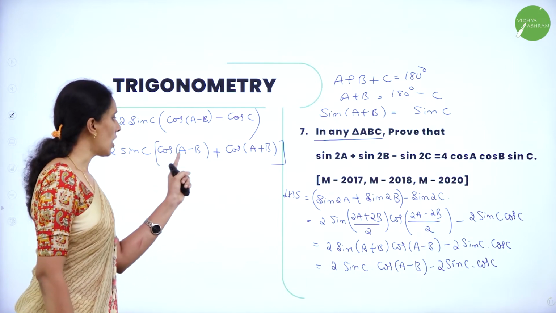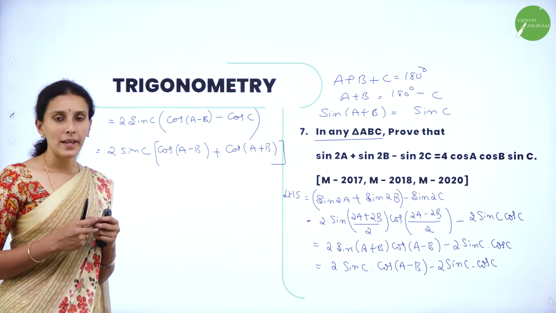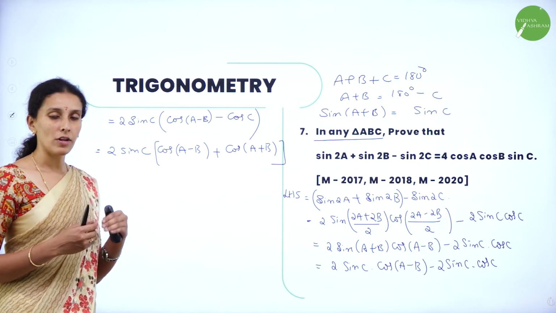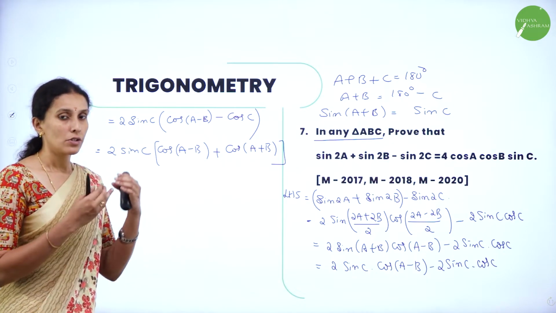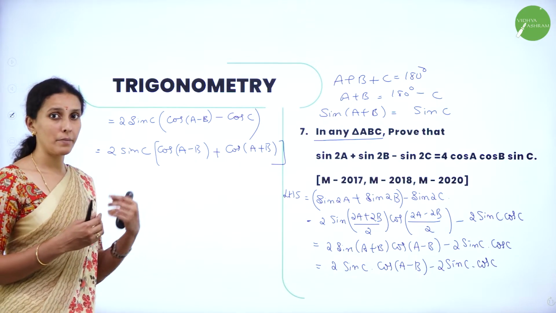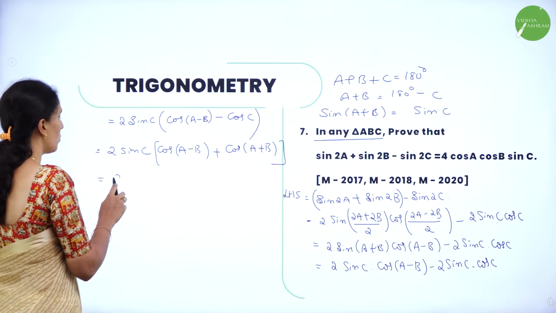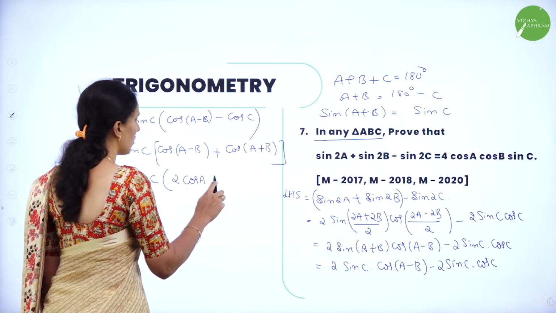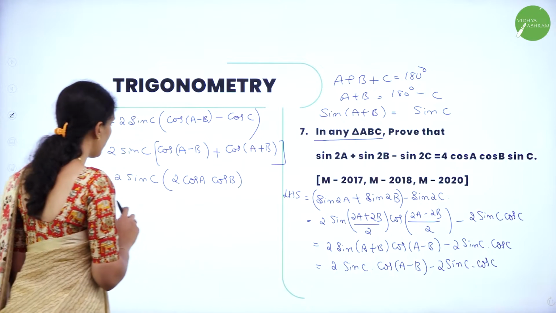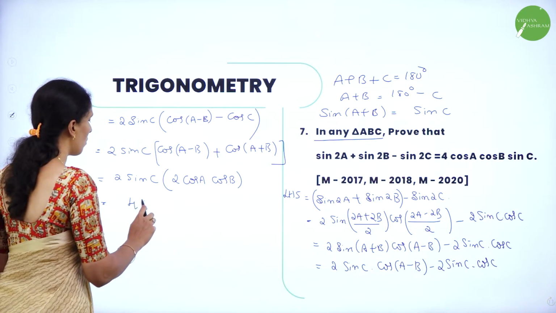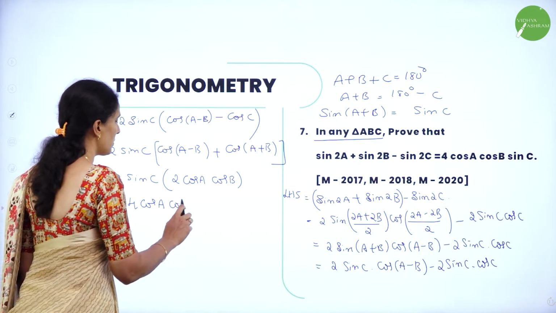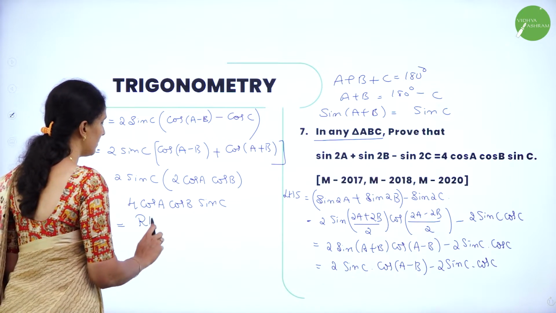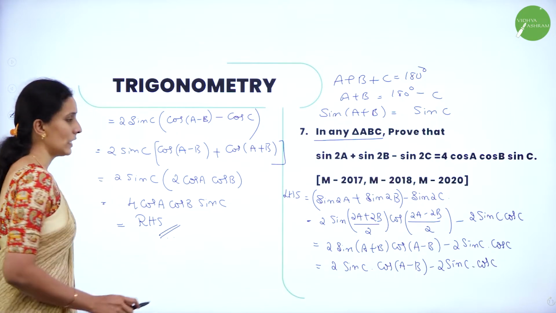Now we have cos(A minus B) plus cos(A plus B). Cos(A minus B) means cos A cos B plus sin A sin B. Cos(A plus B) is cos A cos B minus sin A sin B. So sin A sin B minus sin A sin B get cancelled. We are left with 2 sin C into 2 cos A cos B. Multiplying, 2 twos are 4, so we get 4 cos A cos B sin C. So this is the right hand side of the required result.